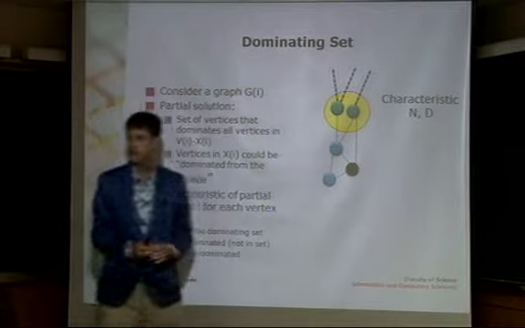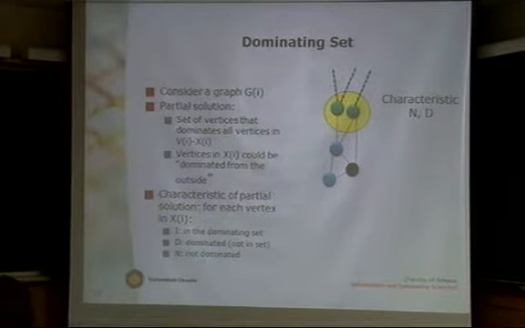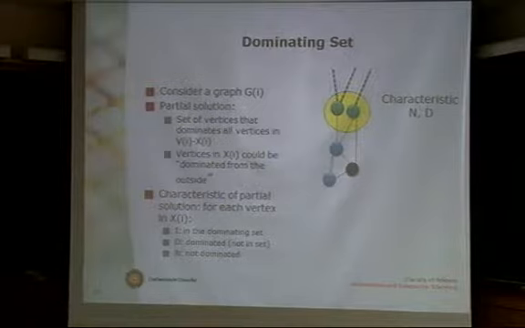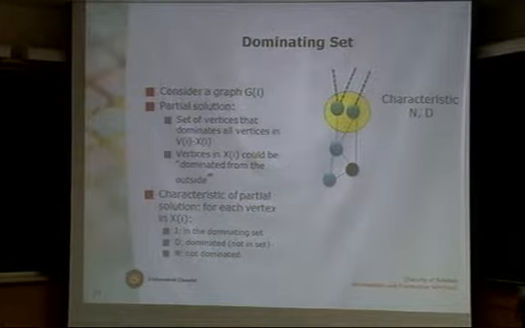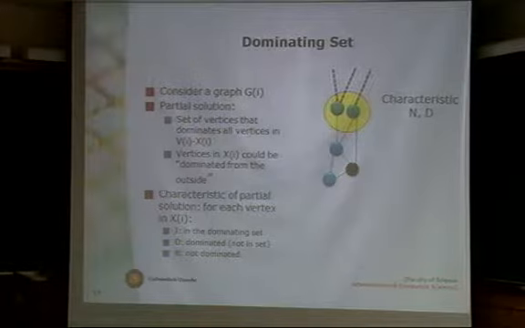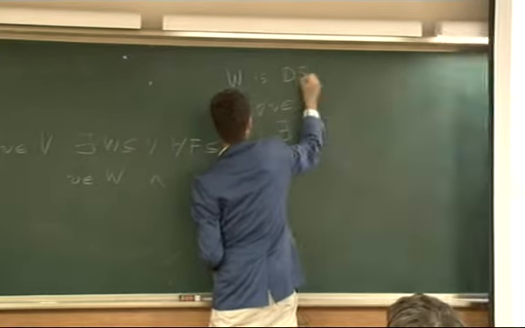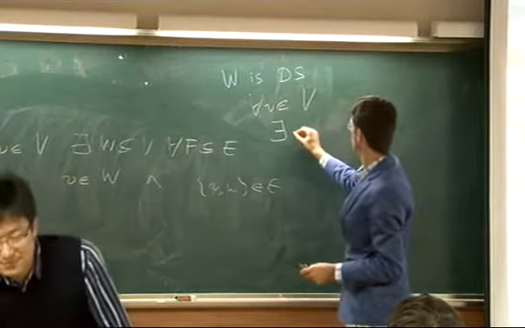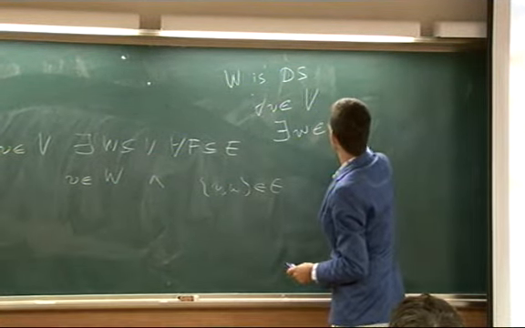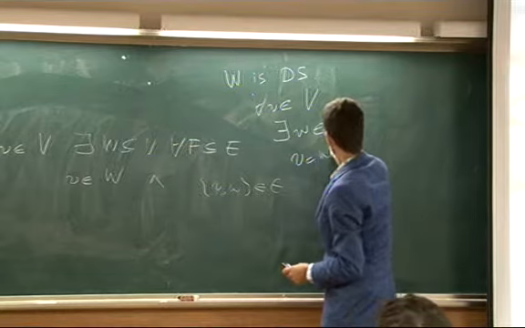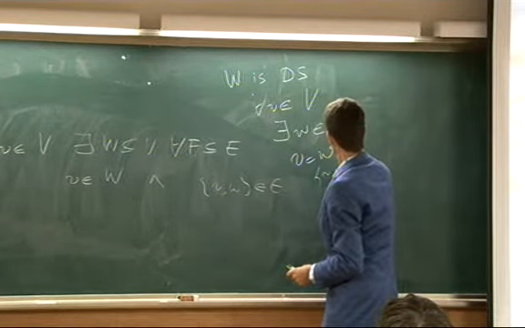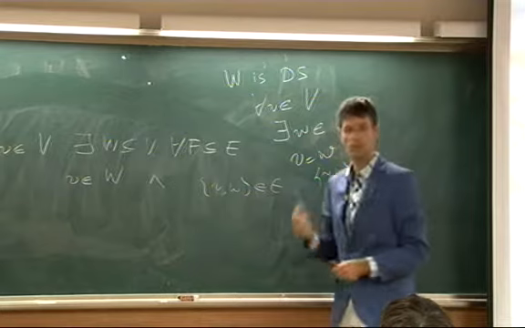Can you explain the dominating set? Dominating set problem. Okay, sorry. A dominating set is a set of vertices such that every vertex is either in the dominating set or has a neighbor in the dominating set, or both. So for all vertices v in my graph, W is a dominating set if there is a vertex w in the dominating set such that v is equal to w or vw is an edge. So that's a dominating set.